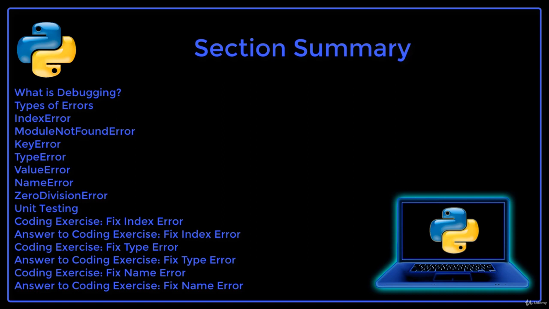After that, we learned about the common errors we will come across in Python, like index error, module not found error, key error, type error, value error, name error, and zero division error. Then we learned about unit testing. Finally came some coding exercises to test your knowledge of the concepts you learned.